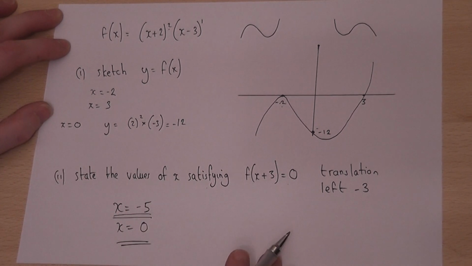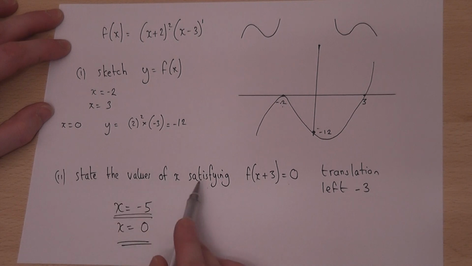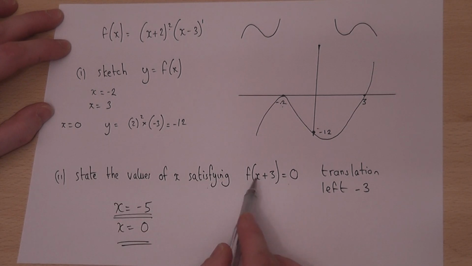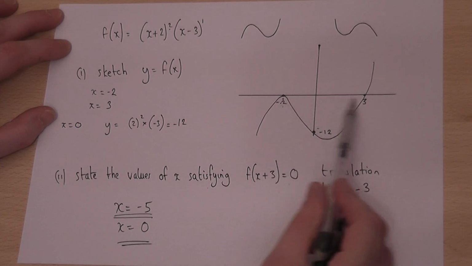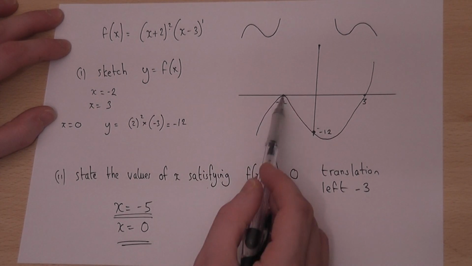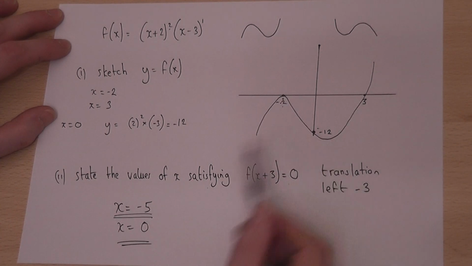So just to summarise, this asked for the new roots of the graph having been moved left by 3. We knew the old roots, so moving it left by 3 created a root at -5 and at 0.